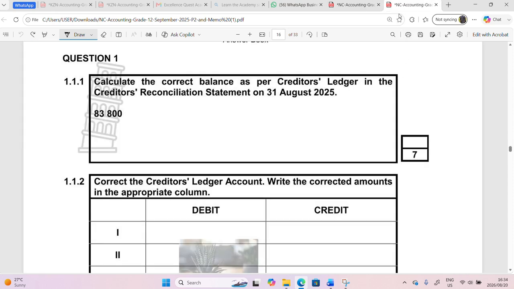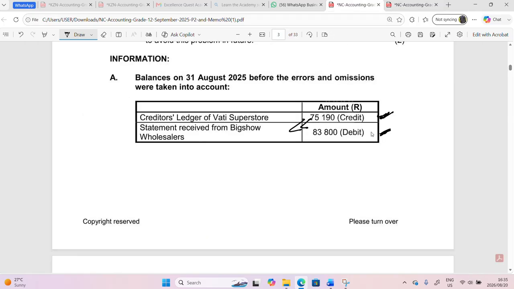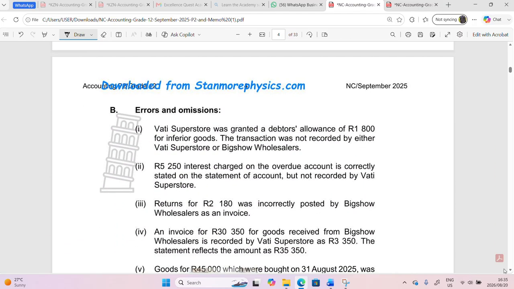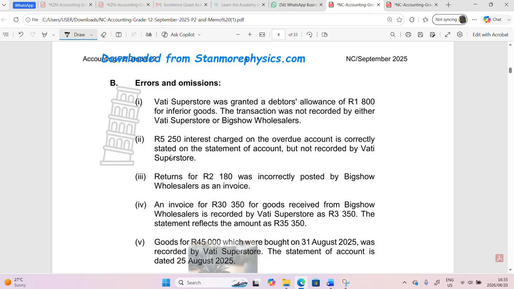All right, so here's what we'll do. Firstly, on our side, we need to record the 83,000 there, but as you can see, that amount is already given. So let's go to our errors and omissions. B, with the first error or omission, Fati Superstore was granted a debtor's allowance of 1,800 for inferior goods. The transaction was not recorded by either Fati Superstore or Big Show.